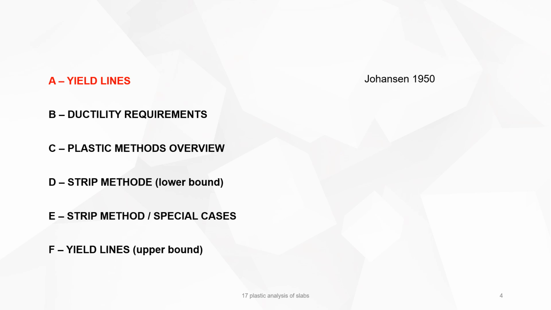The method of yield lines was first introduced by Johansen in 1950, and later on it was picked up in 2003 by Kennedy and Goodchild. A lot of formulas and elements in this video come from the reference of Kennedy and Goodchild.